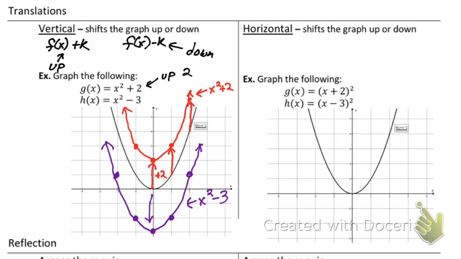All right, next one is horizontal. It shifts the graph up or down. That doesn't make any sense. It shifts it left or right. That is a copy and paste error if I've ever seen one. So we need to go left or right.